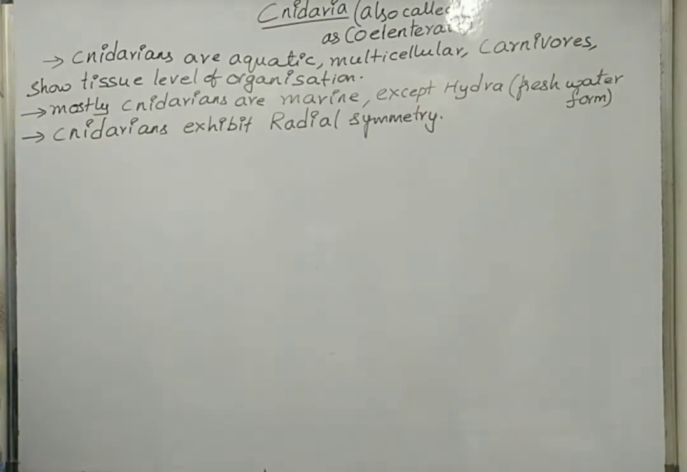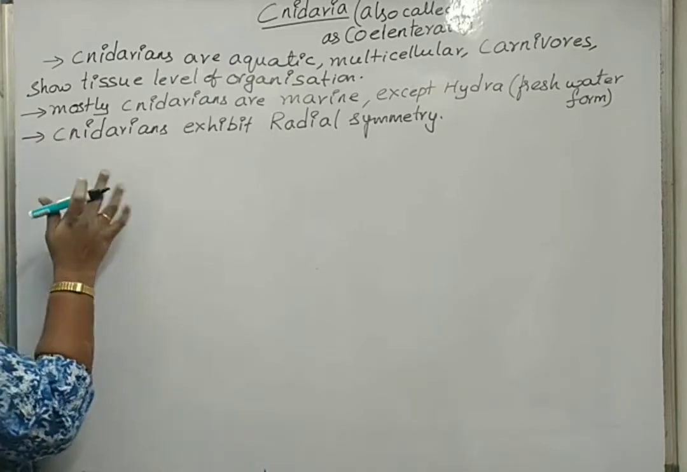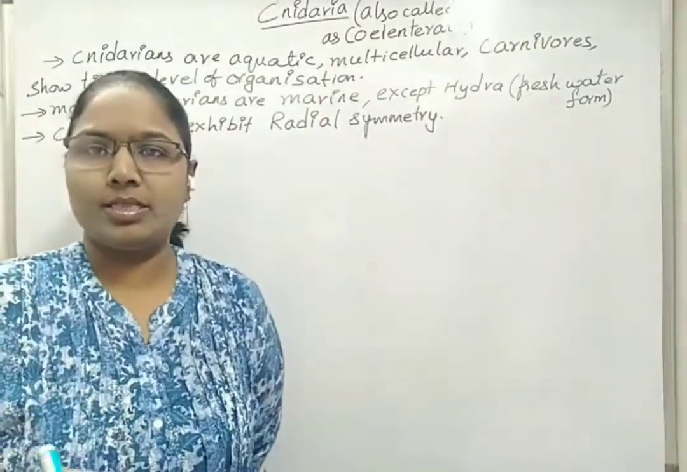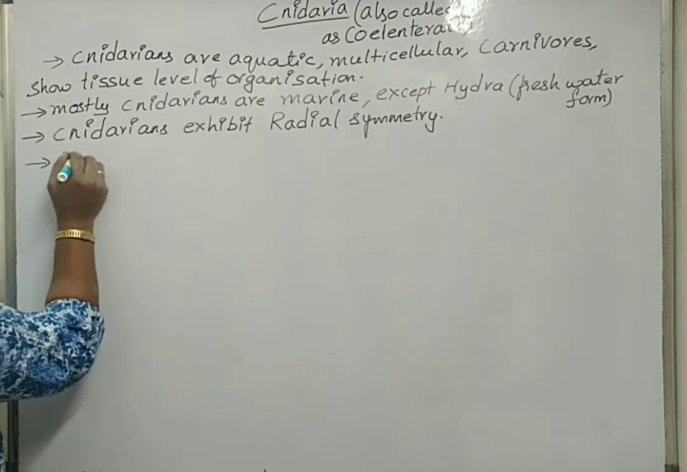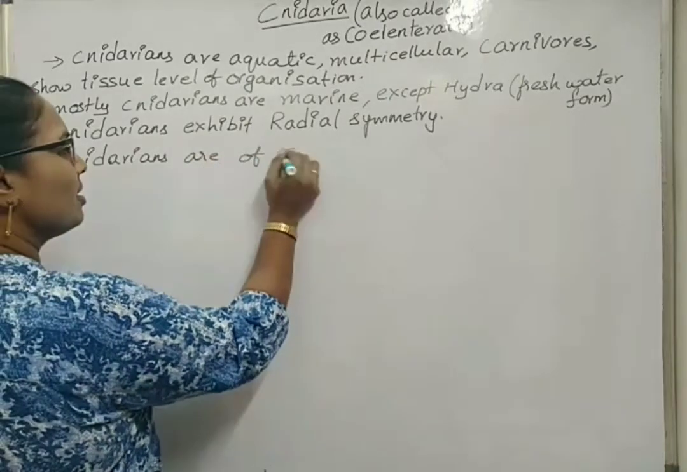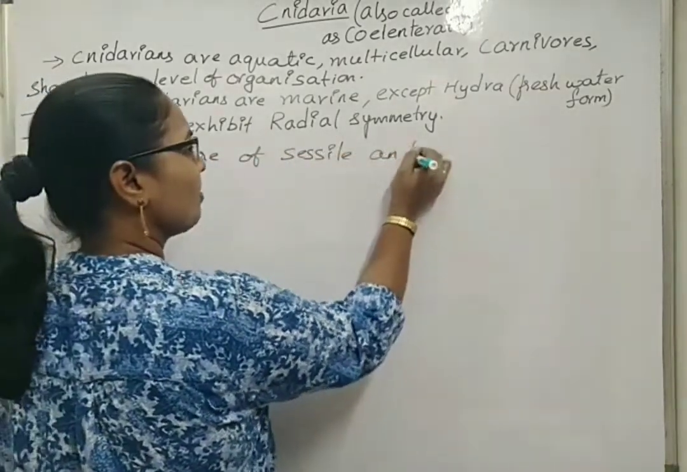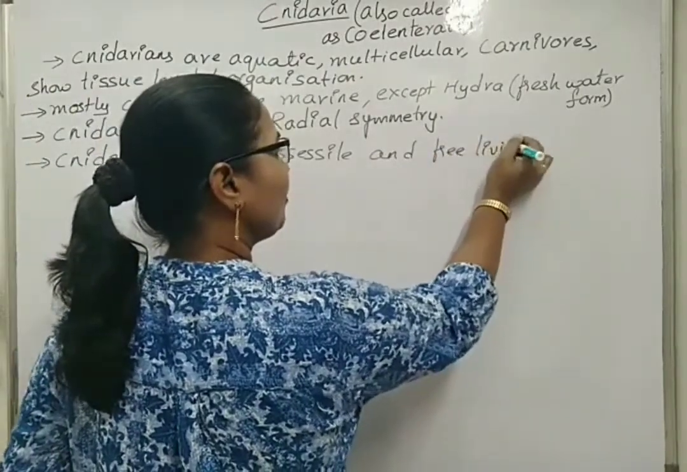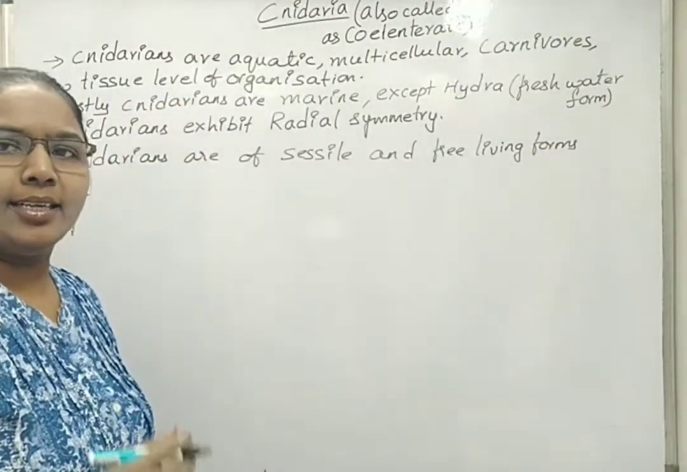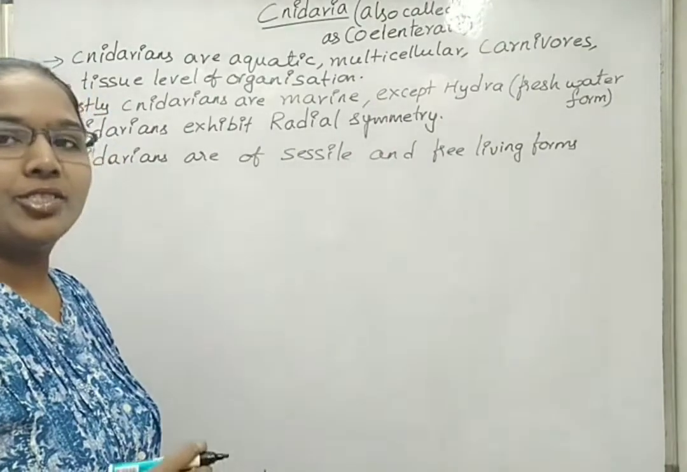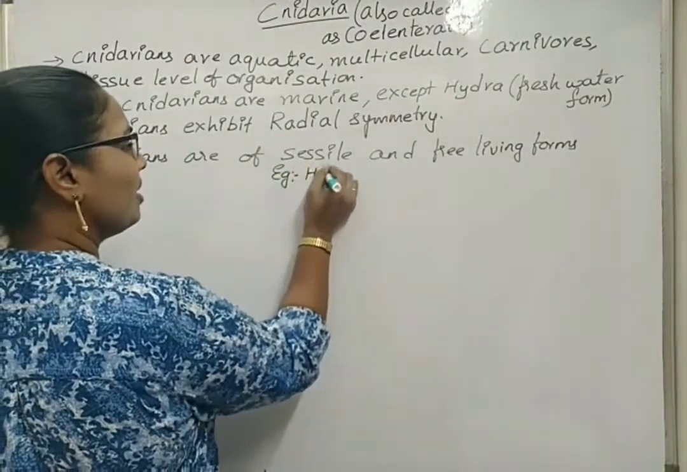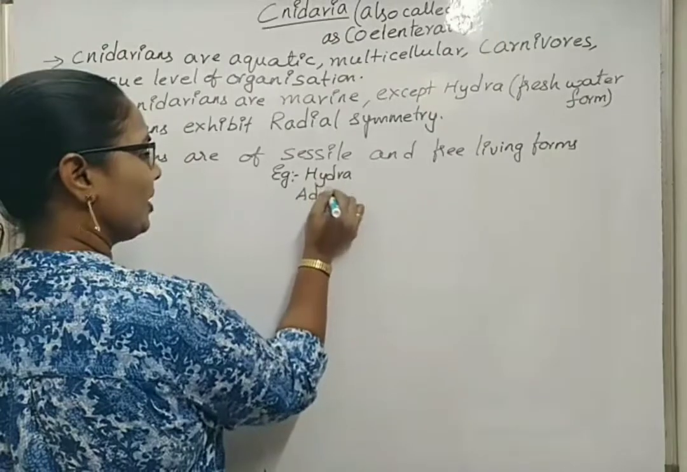Cnidarians basically are sessile forms, but there are some types of free swimming forms also. Sessile means the organisms that do not move from their original place. Cnidarians are of sessile and free living forms. Under sessile, we can write some of the examples like Hydra and Adamsia. Under free living forms, we can write jellyfishes. We used to call them as Aurelia also.